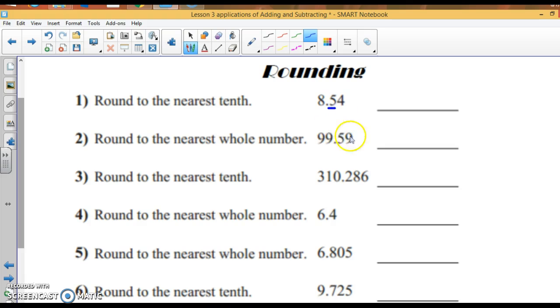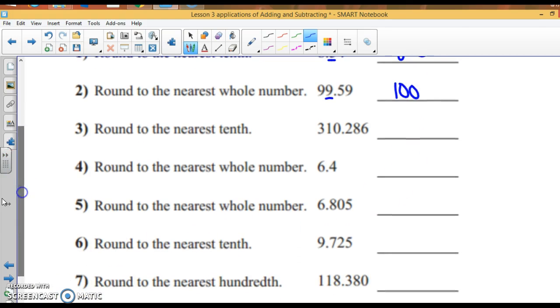So 8.54 is going to round to just 8.5, because that is 4 or less, it stays the same. Round this to the nearest whole number. So nearest whole number is right there, 99. 5 or above, give it a shove, that's going to round up to 100.